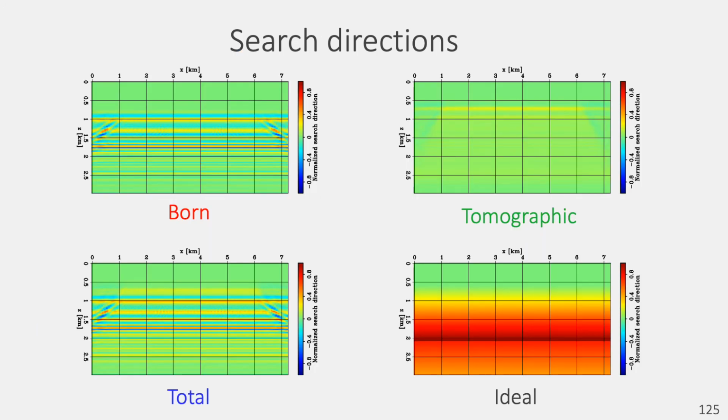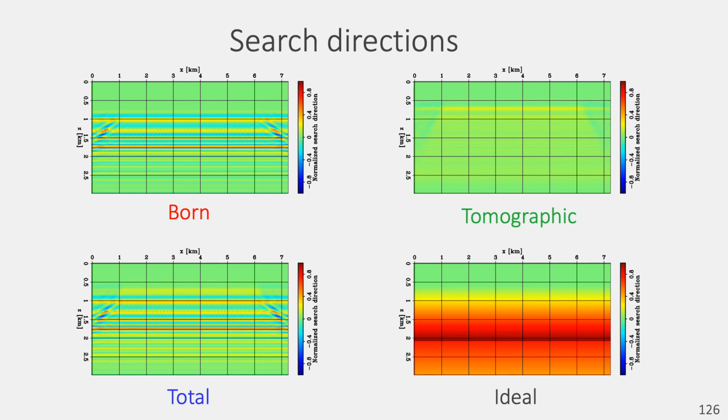We summarize the different components of our first FWME search direction. Here, the borne, tomographic, and total search directions are displayed on the same color scale. And unfortunately for us, FWME wants to listen more to the borne, which we know is wrong, than to the tomographic update. So from this example, we can see that we're now facing a major challenge. We have two components, one that seems useful, the tomographic one, and one that seems to guide our inversion to a local minimum, the borne.